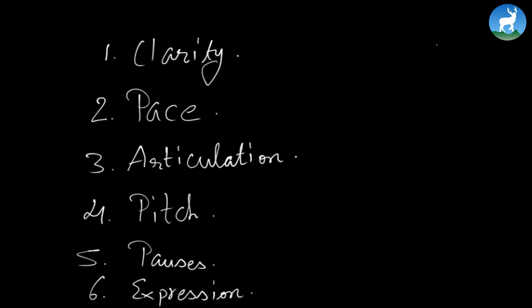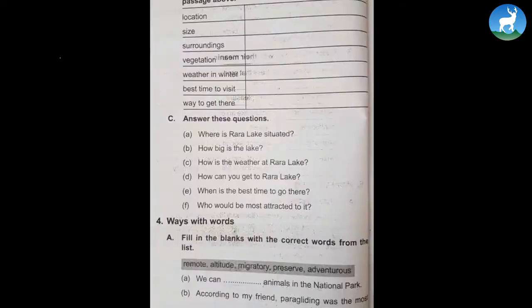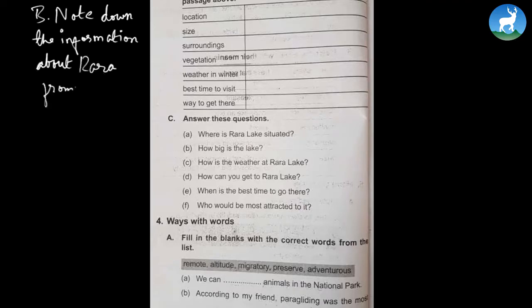Now, having read the passage, let's follow the exercises that follow in the book. So this is question number B, where it says, note down the information about Rara from the passage above. So you've heard me read the passage. So if you have the book, you can again read the passage and answer these questions on the basis of the passage. Like for instance, the first thing it says is location. So you just want to write down about its location. Where do you think Rara Lake is located?